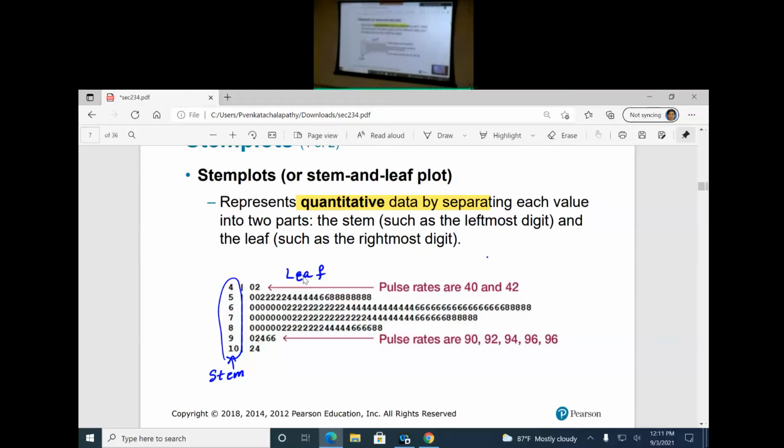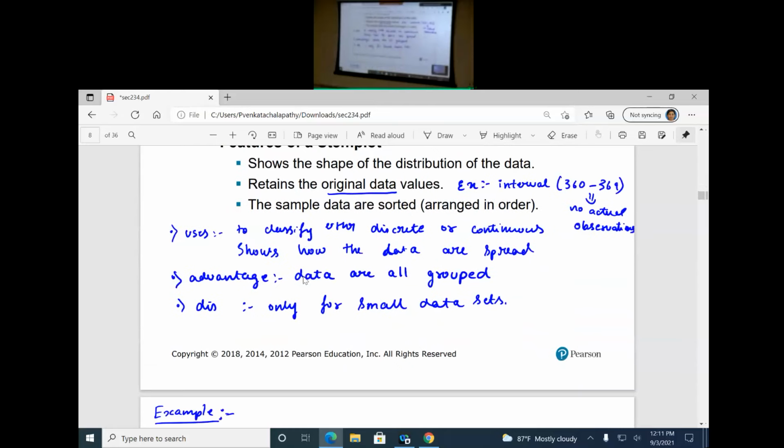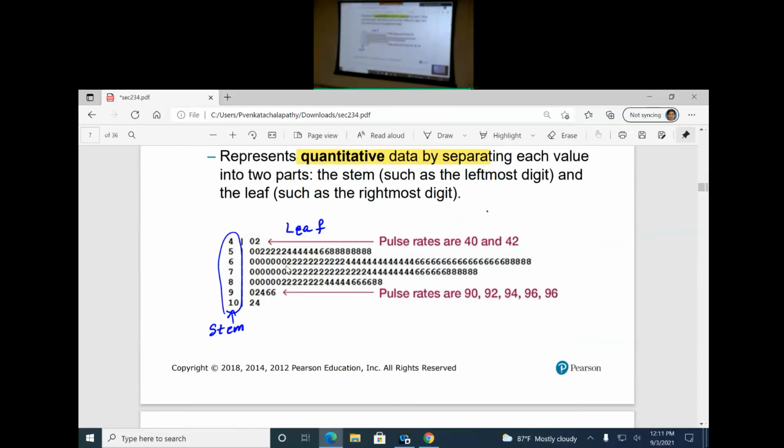Usually you will have two-digit numbers. If you have three-digit numbers, then you will write the starting two digits in the stem and the remaining digit will be in the leaf. Now, what are the uses? This stem and leaf is used to classify the data, like whether it is discrete or continuous, and it also shows us how the data is spread out. That is one use. The advantage is that the data are all grouped, and also you can see the original data or the true values, which we discussed in the dot plot.